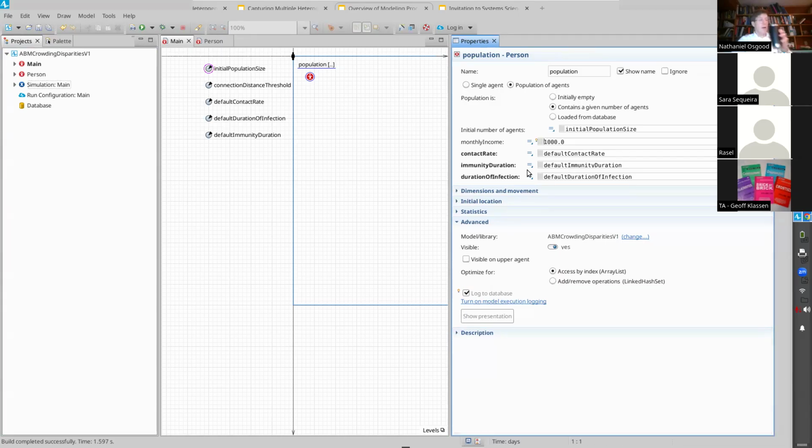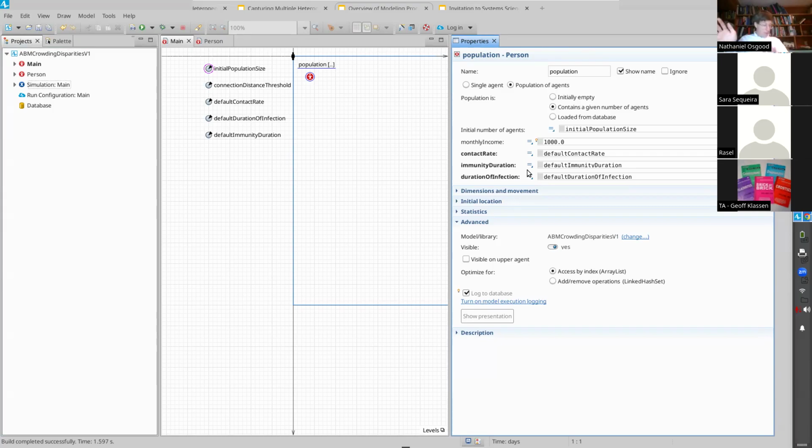So if you want to allow variability between people, you can have individual level parameters. And then in main, you have some parameters which give maybe means, and you could draw a value from a distribution. We're going to see that in a moment.